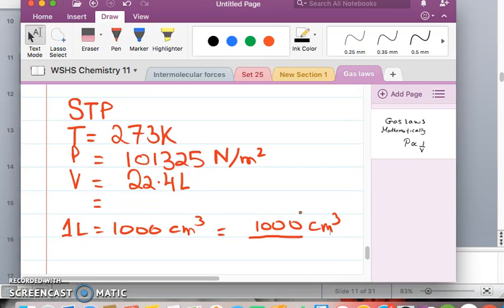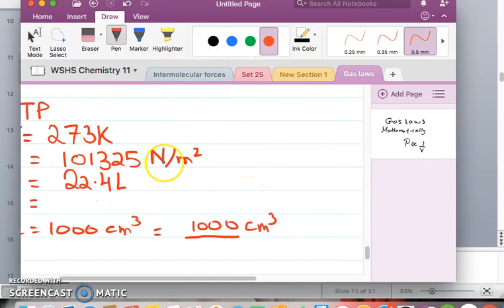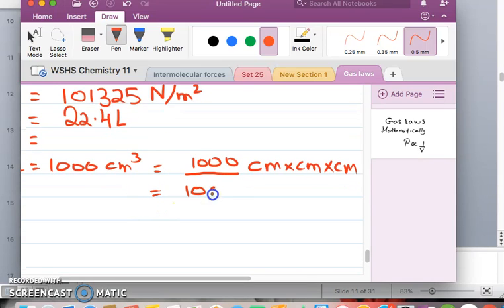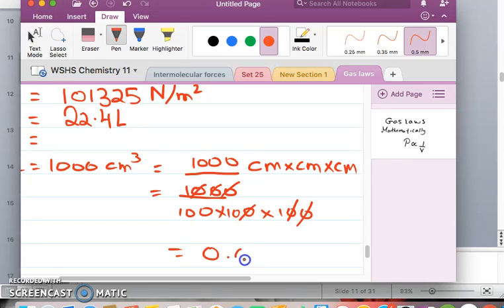100 times 100 times 100. It's a centimeter cube. I'm not converting a centimeter to a meter by dividing it by 100. I am converting a centimeter cube, so I will divide it by 100 times 100 times 100. Centimeter times centimeter times centimeter is centimeter cube. So it'll be 1000 divided by 100 times 100 times 100, which gives you 0.001 meter cube.